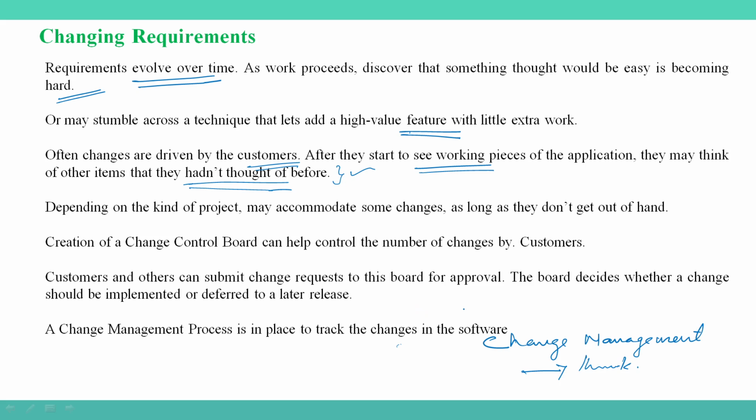Then creation of a change control board. When change management comes into the picture, the first thing to be thought of is the change control board. This change control board is the people who are managing the changes. Customers and others can submit change requests to this board for approval. Then the board decides whether the change should be implemented or deferred to a later release. So can we do it right now, or can it be done at a later stage. The change management process is the place to track changes in the software.